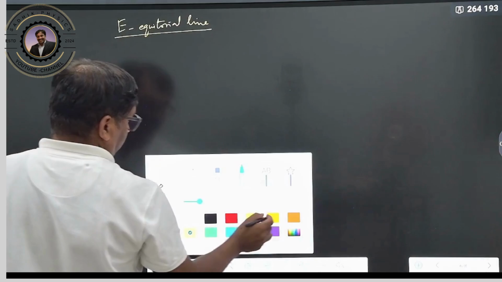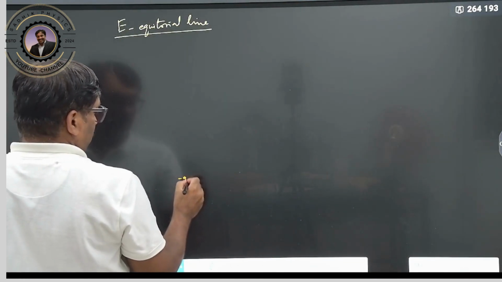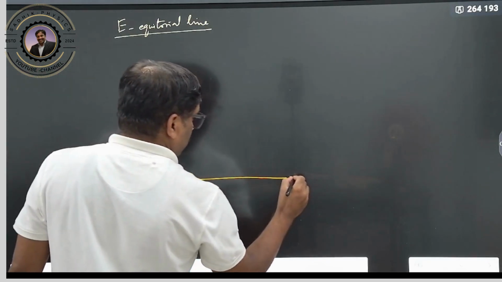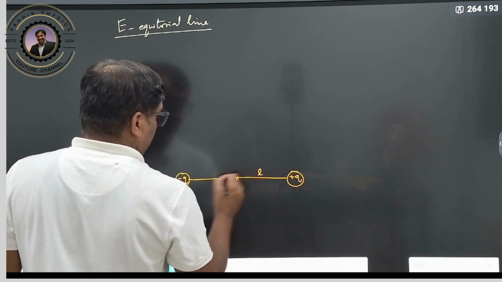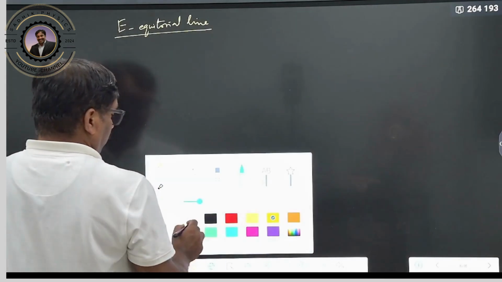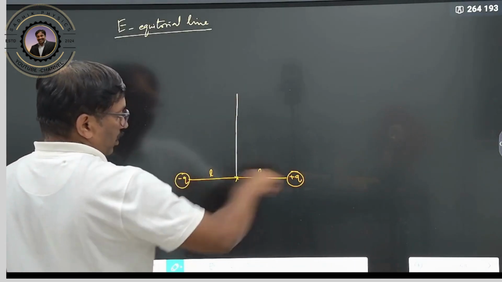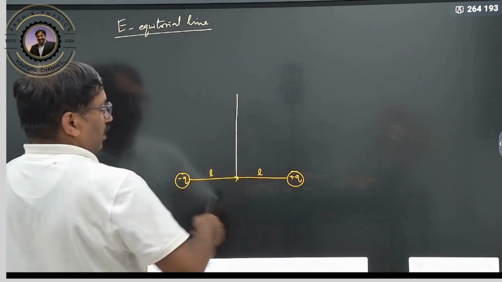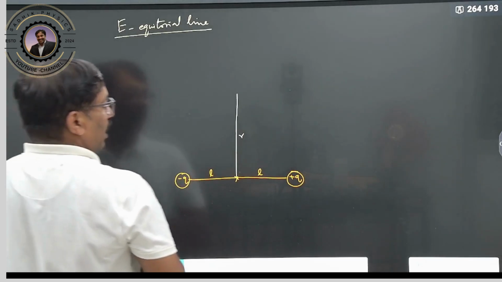Let us see this one. So this is your minus q, this is your plus q, this is your center, and this is L. Now we want to calculate the electric field at this perpendicular distance. This is the axis, and perpendicular to this axis, at a certain distance r, we want to calculate the electric field.